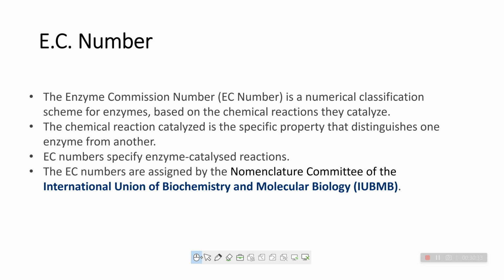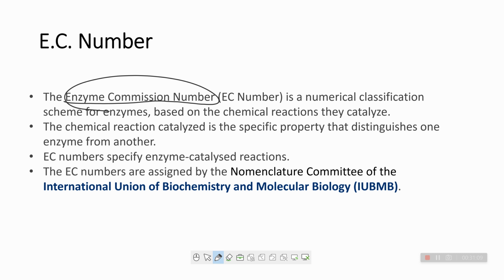How will an enzyme be recognized? Because till date there are so many enzymes present, and more enzymes will be discovered. So how do we recognize which enzyme is this and which enzyme is that? The enzyme is recognized by its EC number, that is the enzyme commission number.